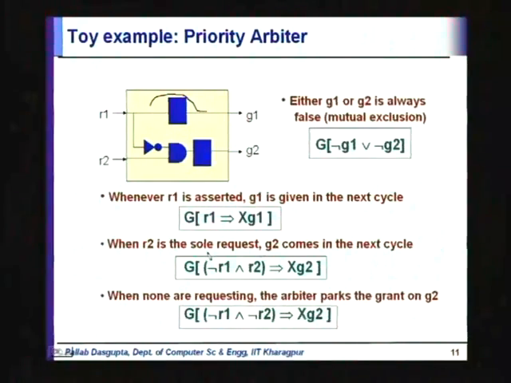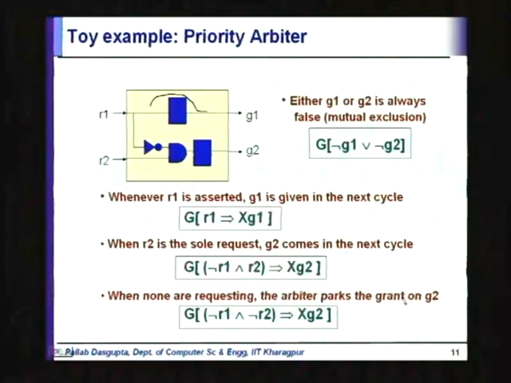When R2 is the sole request, G2 comes in the next cycle. If R2 is the sole request, that means R1 is low. So, this is high and R2 is high. So, this AND gate's output will be high. So, in the next cycle we will have G2. So, that is also satisfied.